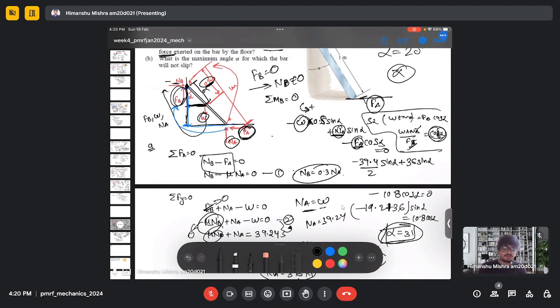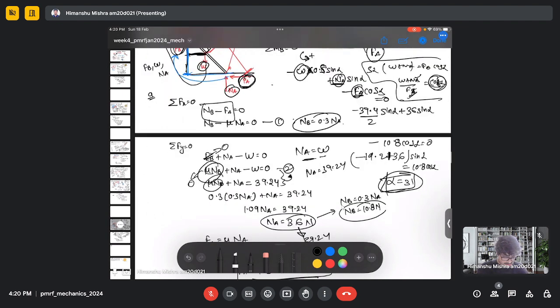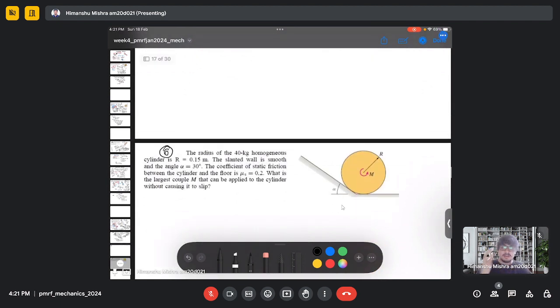Okay, try to solve this problem by yourself. Then, if not, we can discuss next week. As of now, move to the next one because I want to touch the wedge problem as well.